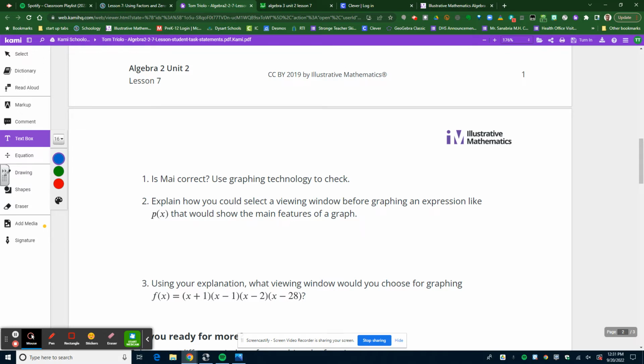Her window was too tiny. How about restricted? Okay. So, no. Okay. So how do you select a viewing window before graphing?